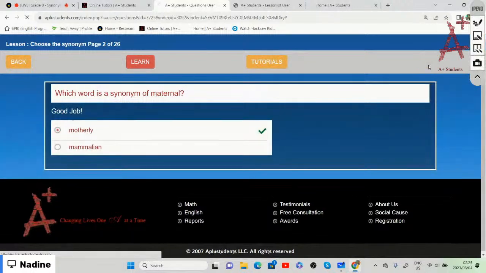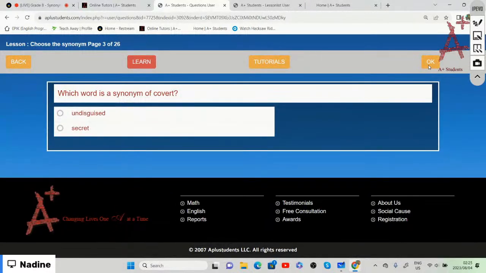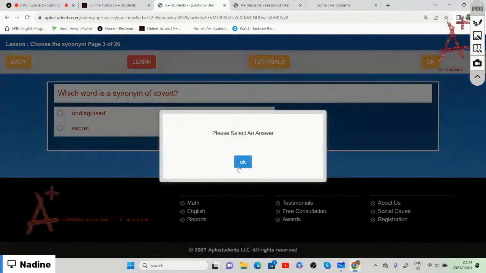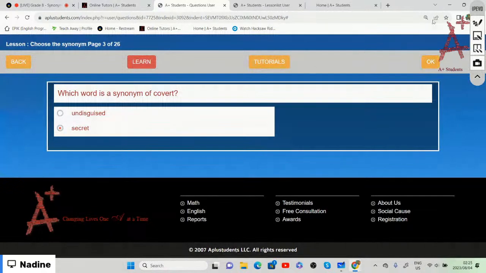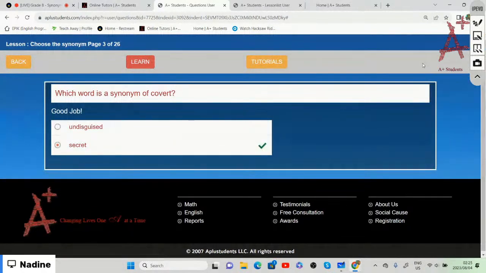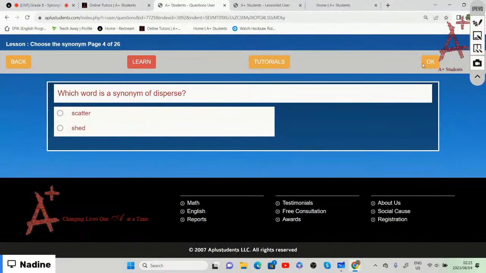All right. Covered. A synonym of covered, right? Is it undisguised or is it secret? Covered, undisguised, or secret. All right, so covered is secret, right?